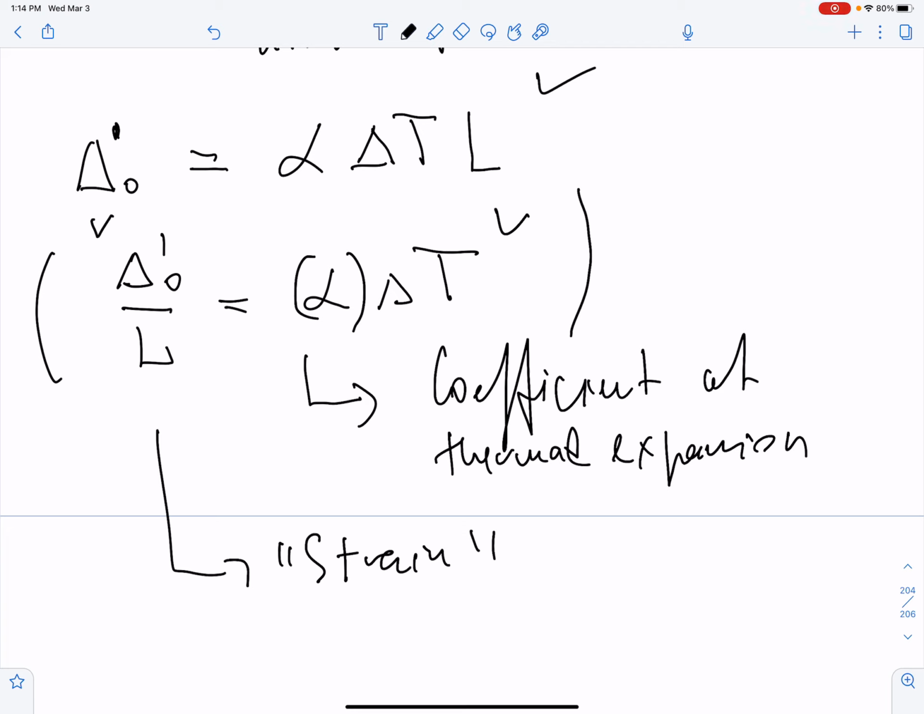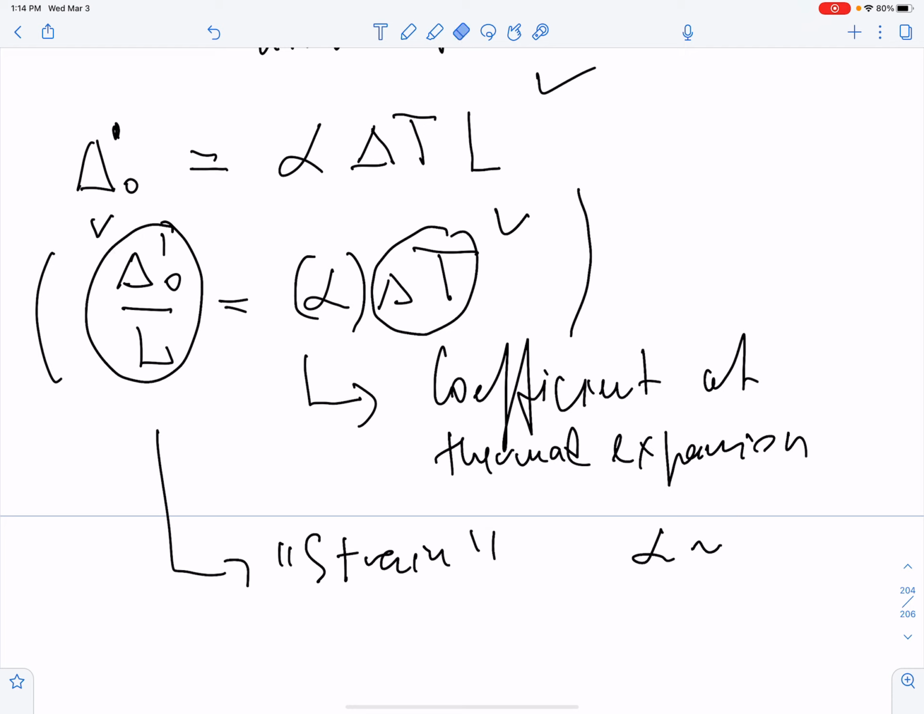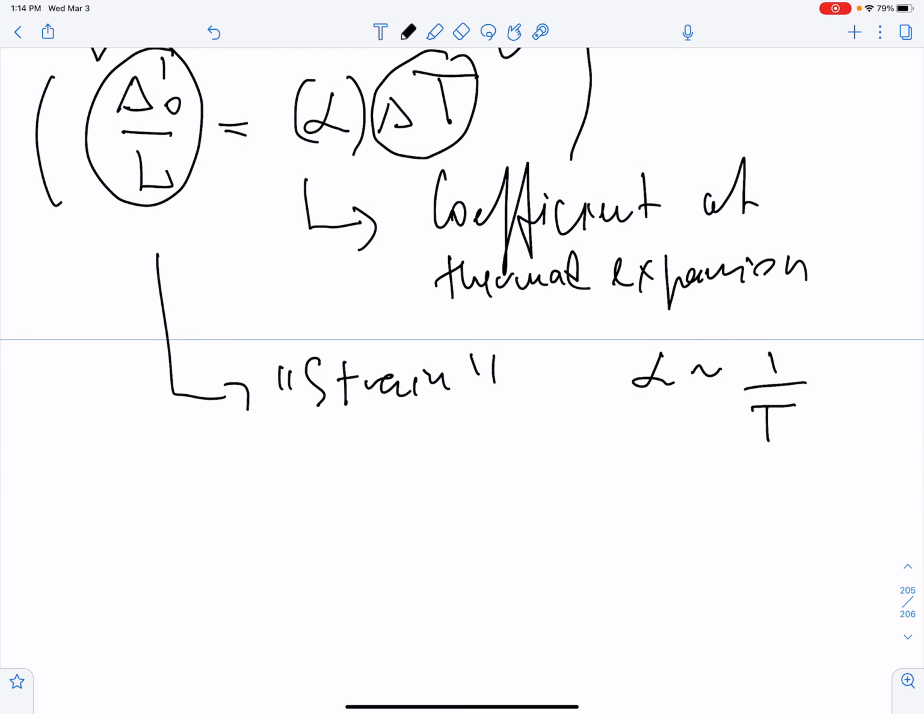Okay. And so now you can see that this quantity is dimensionless. This quantity has units of temperature, right? So as a result, alpha has to be proportional to something over some units of temperature. And then you can choose to work in Fahrenheit, for example. Okay. Degrees Fahrenheit. All right.